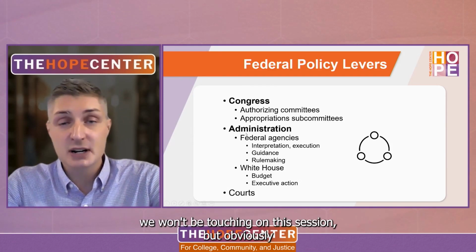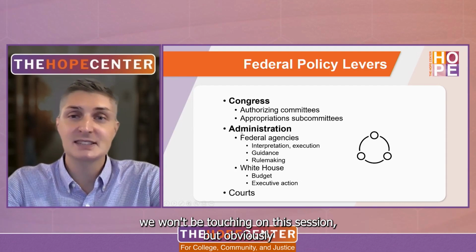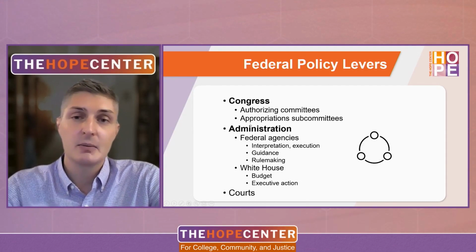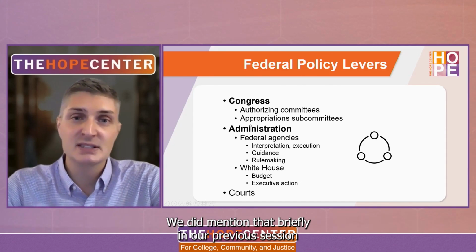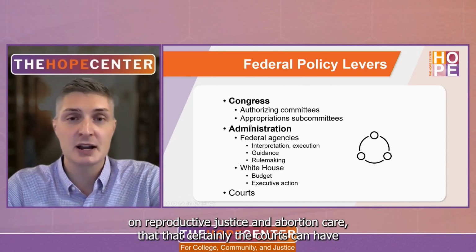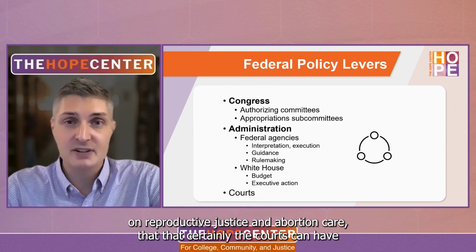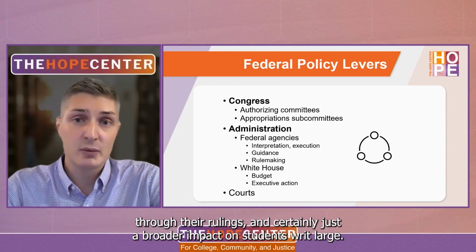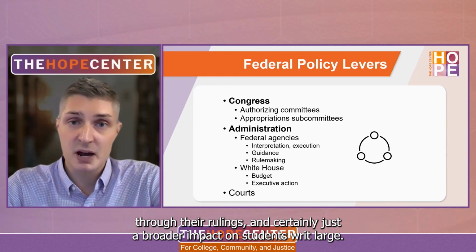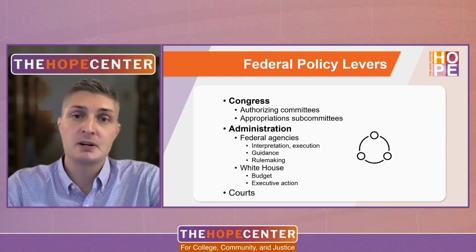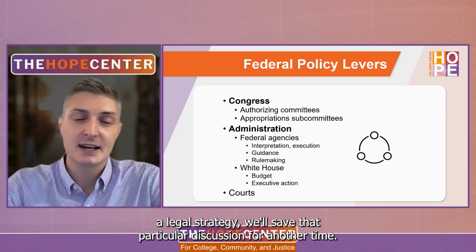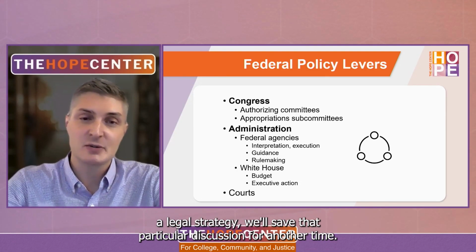Lastly, we won't be touching on this in this session, but obviously one of the three branches of government is the courts and the judiciary. We did mention that briefly in our previous session on reproductive justice and abortion care, that certainly the courts can have a significant impact on student basic needs security through their rulings, and certainly a broader impact on students writ large. But since I am not a lawyer and we won't be talking about a legal strategy, we'll save that particular discussion for another time.